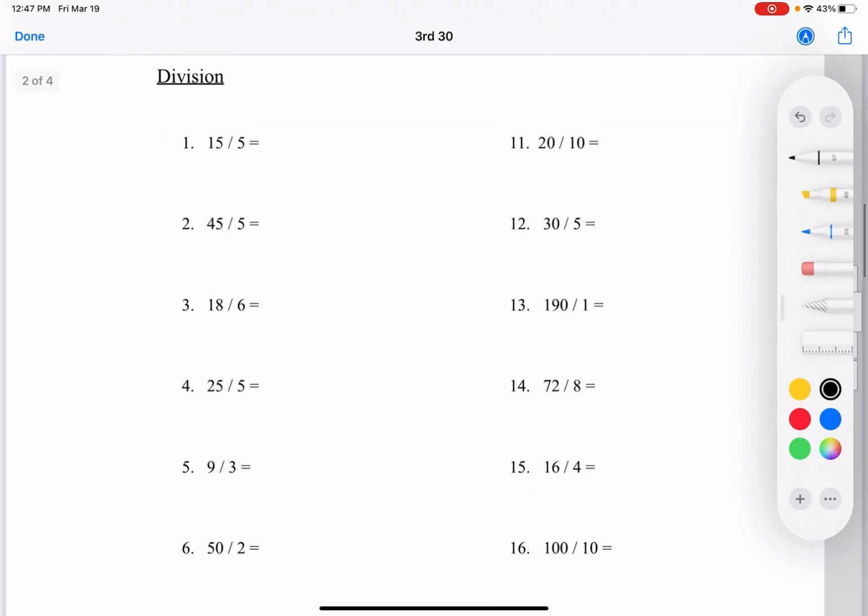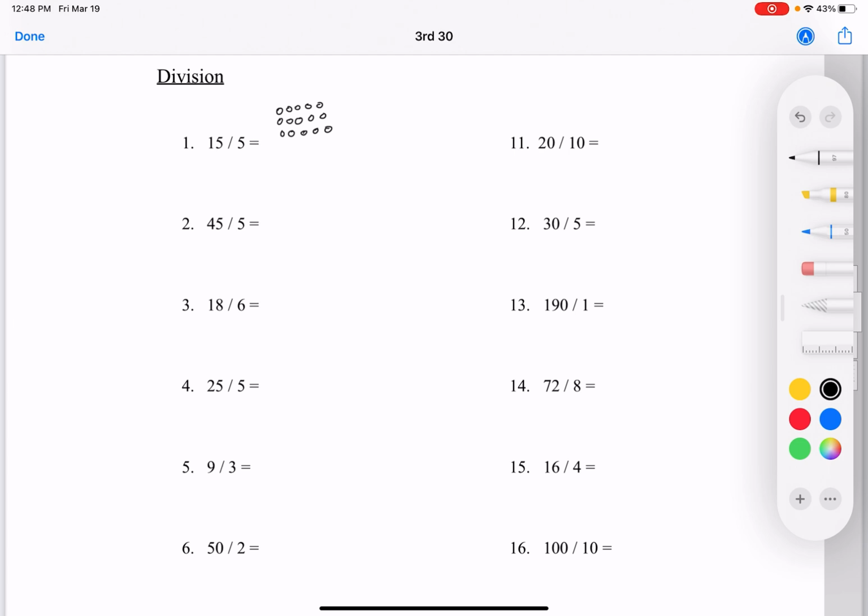Okay, next we have division. When dividing these numbers, you can draw them out. So 15: 1, 2, 3, 4, 5, 6, 7, 8, 9, 10, 11, 12, 13, 14, 15. So we have 15 circles, and we want to divide them evenly into 5 groups, or 15 divided by 5.